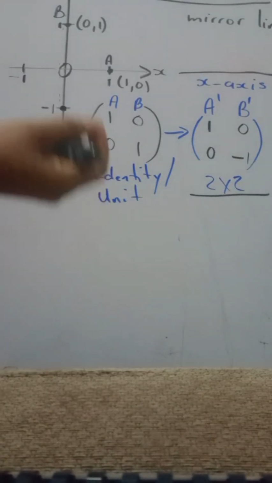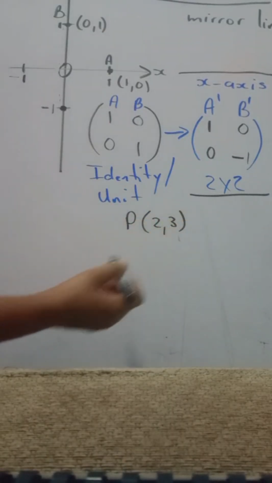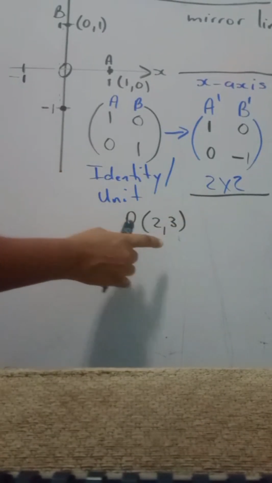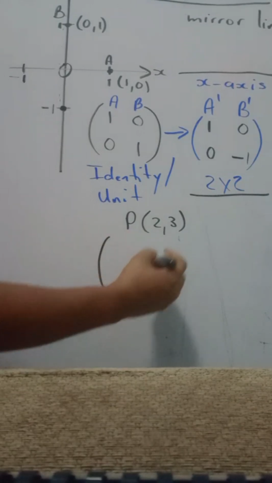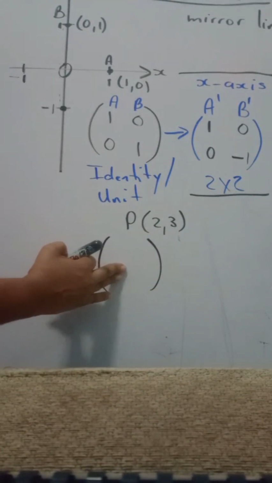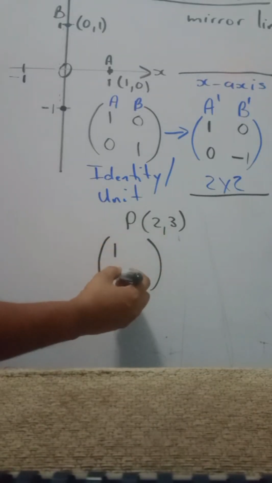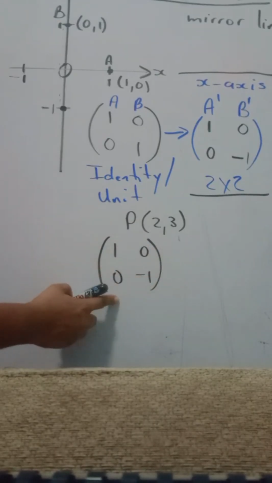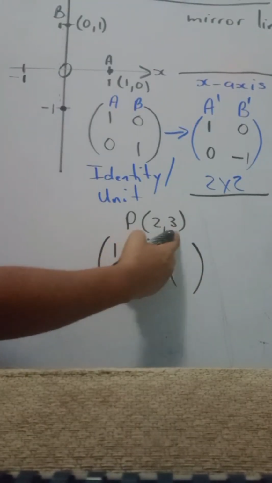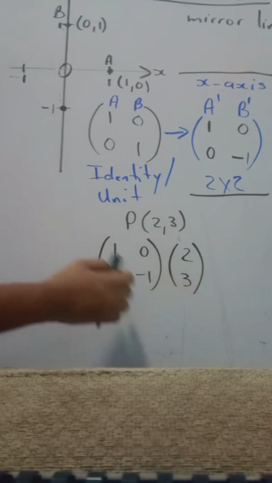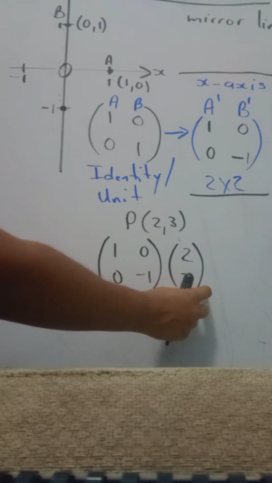So let's see if we could explore that a little bit more. Let's say I have the point P being at 2, 3. And I want to use the matrix here to transform this point. To use a matrix to do a transformation means I'm multiplying the point by the matrix. The matrix is written on my left. The point is written on my right. So I have 1, 0, 0, negative 1, which represents a reflection in the x-axis, being applied to the point 2, 3, and this will be written as a column. So your coordinate must be written as a column if you're going to use a matrix to multiply that coordinate.